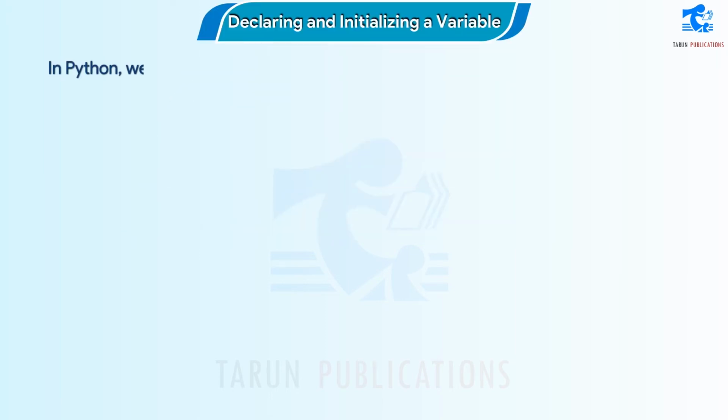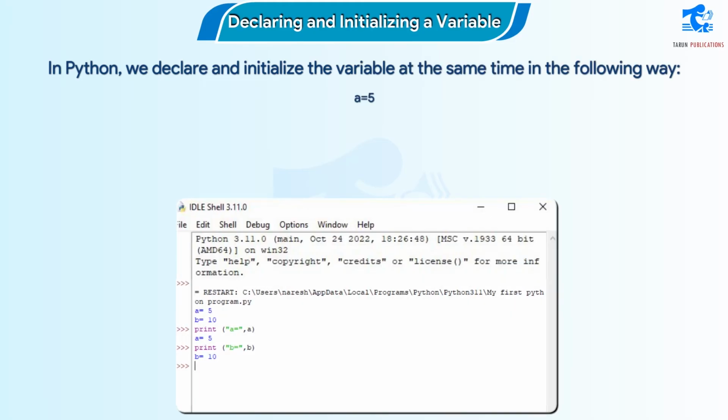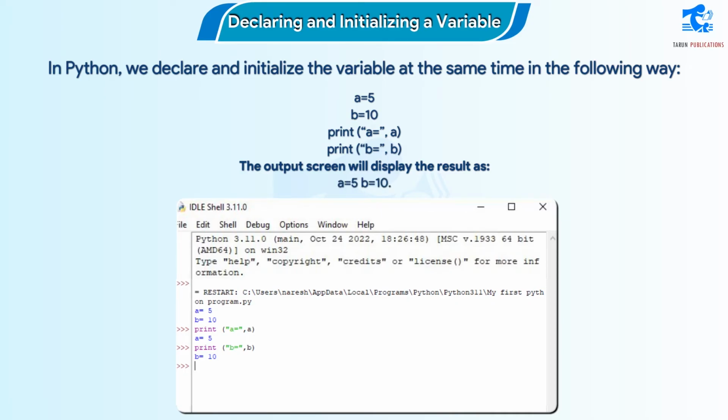Declaring and initializing a variable. In Python, we declare and initialize the variable at the same time in the following way. A = 5. B = 10. print("A =", A). print("B =", B). The output screen will display the result as A = 5, B = 10.